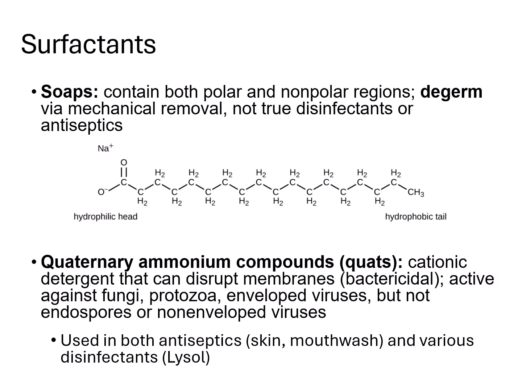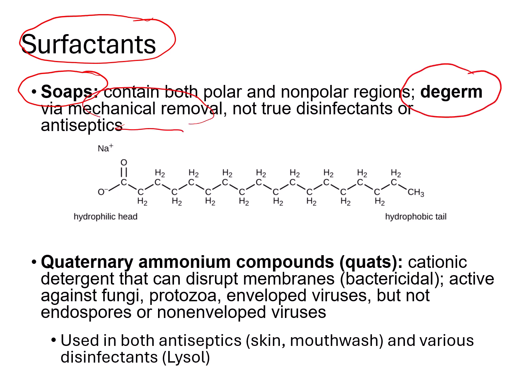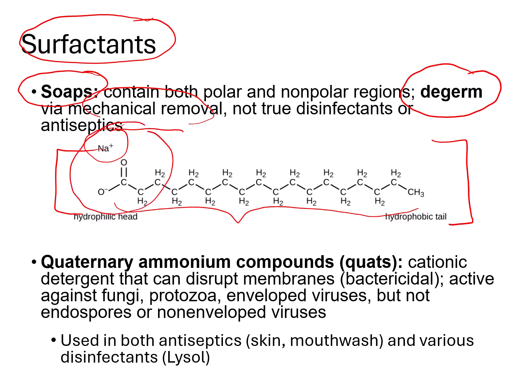Our next group are surfactants, and these are compounds that lower surface tension to help remove microbes from surfaces. So these include soaps. Soaps are mild surfactants that clean by mechanical removal. So they're not true disinfectants, but they are good for degerming. And if we look at a generic picture of one of these soaps, you can see it's a salt, and it has both a hydrophilic end and also a hydrophobic end.